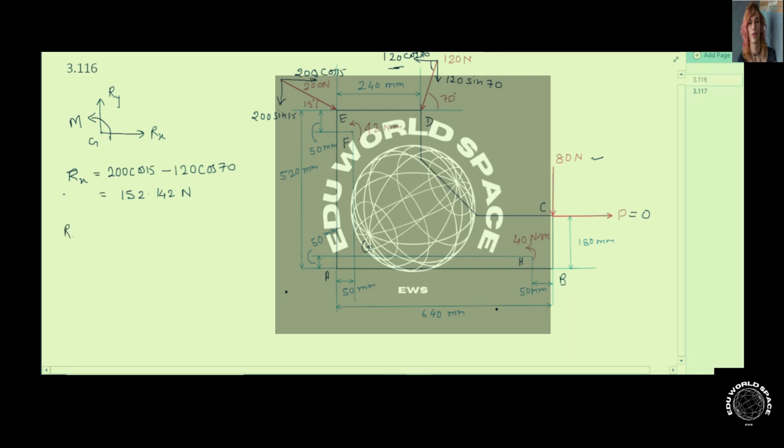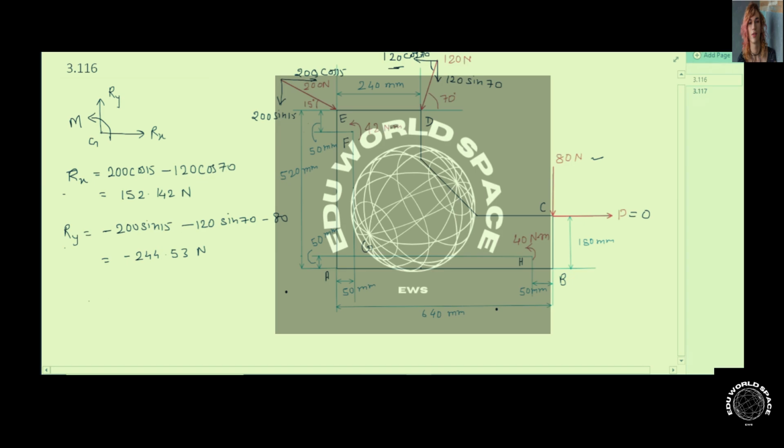Now in a similar way we can calculate the value of Ry, and Ry will become minus 200 sin 15 minus 120 sin 70 minus 80, which gives out to be minus 244.53 Newton. This Ry is in the negative direction, so it means that it is acting in the downward direction.